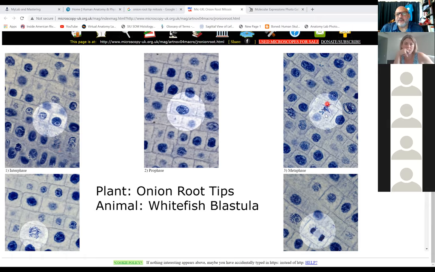One of the interesting things about plants is plants have a tremendous amount of genetic material in relation to their size, far more than animals. Our animal cells are going to be very, very tiny when they're lined up.